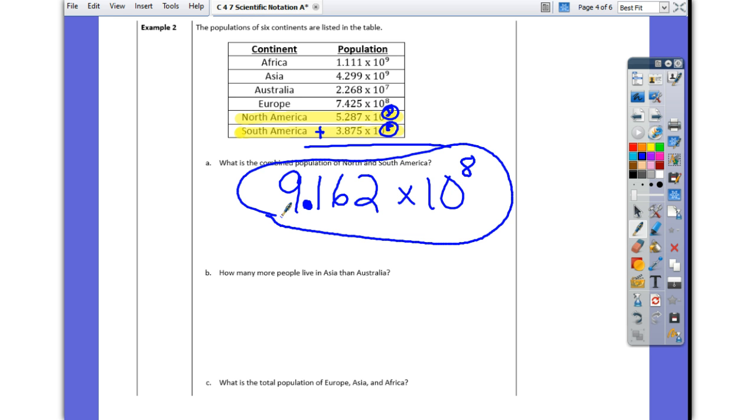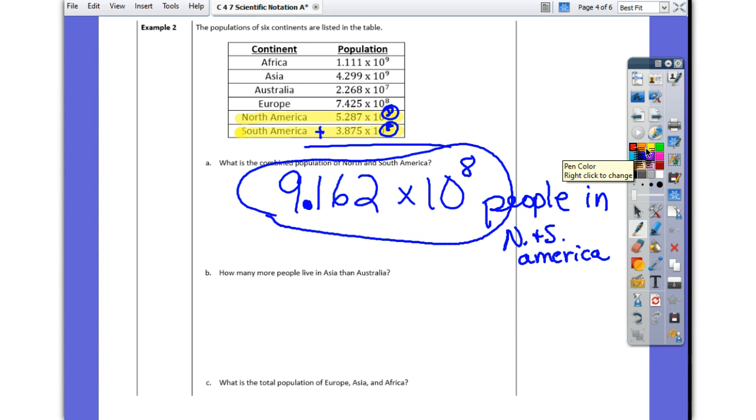What do we label that? People. People where? In North and South America. So if that was in a magazine, would your grandma and grandpa know what that means if they're not scientists or mathematicians? So how could we write that so people knew what it meant in layman's terms? What can I do? What makes sense?